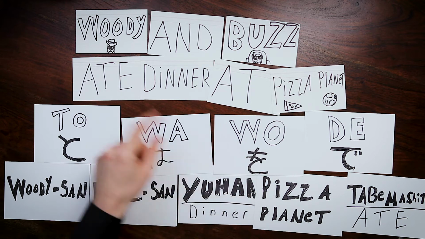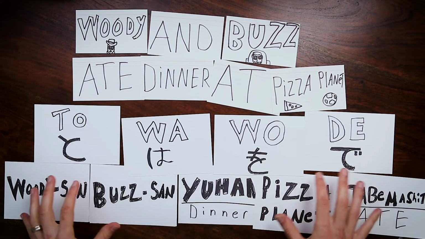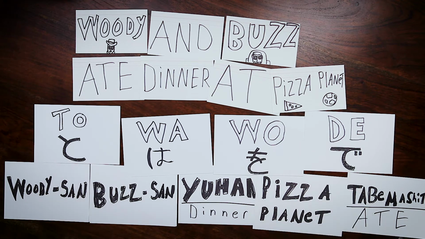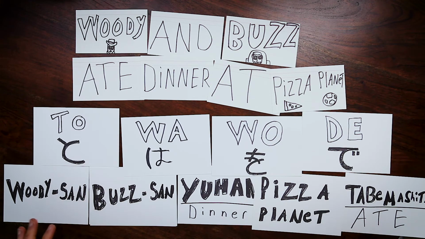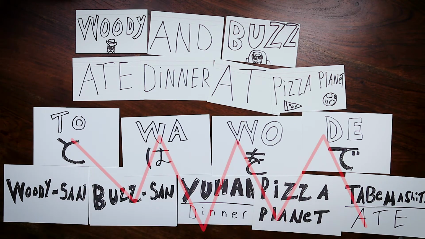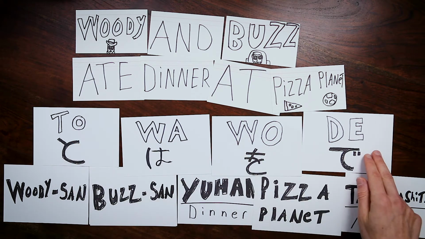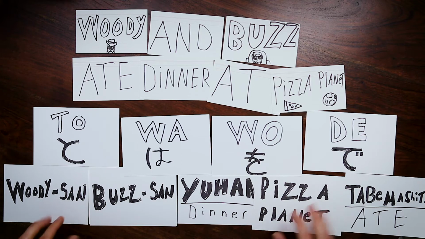Our English sentence, "Woody and Buzz ate dinner at Pizza Planet." And now underneath I've placed the Japanese. So you're going to notice I had to do some arrangements here because it's a big phrase to fit my camera. But just read this in a crisscross pattern. And what I've done here is I've separated the particles on the top layer that'll connect all these words together. So here's our Japanese phrase.